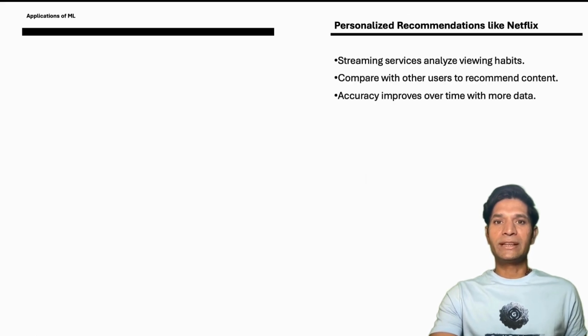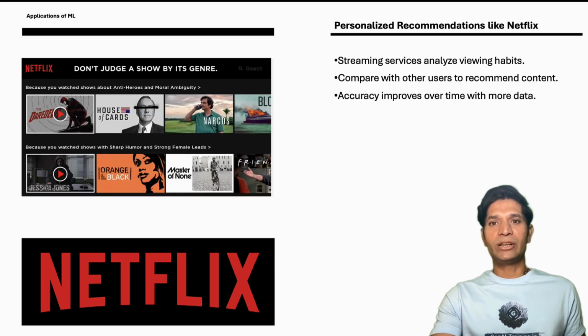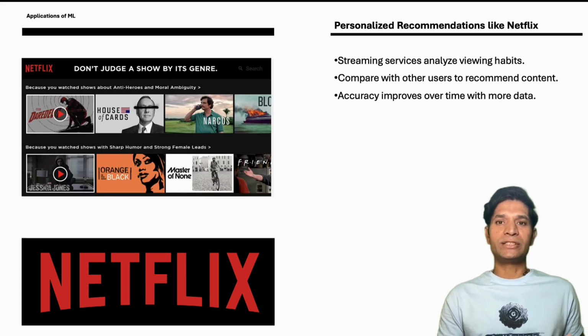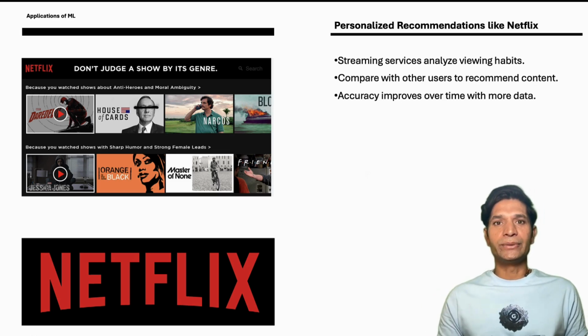We also have personalized recommendation. If you go to Netflix, let's say you have watched an action movie of Jackie Chan. Since you have watched that movie of Jackie Chan, it's going to recommend a few other Chinese movies which have the action genre. You would have noticed that since you watched this, it's recommending some movies to you.